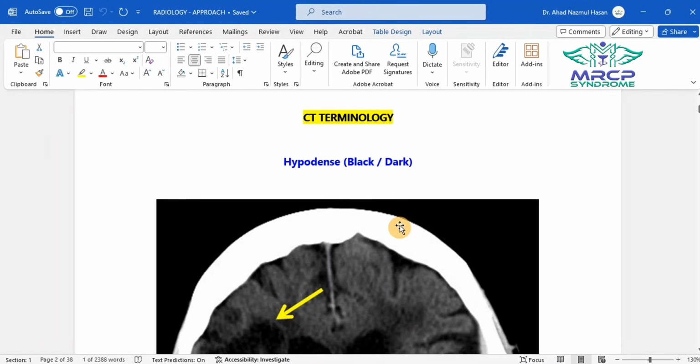So now we should go for the CT scan terminology. Previously, with respect to MRI, we used the word intensity, but in case of CT scan, we use the word density. Density may be isodense, hypodense, hyperdense. So hypo means black or dark.